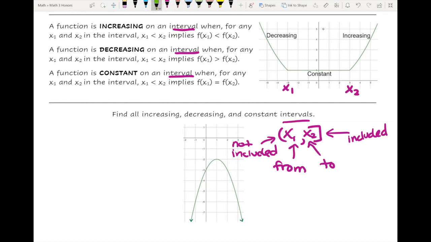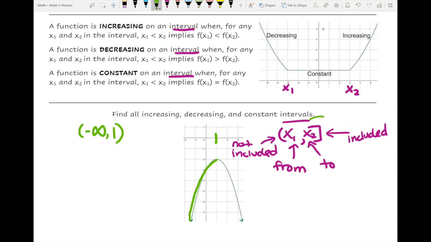So on this particular graph, if I read left to right, it is increasing. It's going all the way up to the vertex here. My increasing interval is going to be from negative infinity. It's got that little arrow on here, like it goes on forever. Negative infinity up to the x value that it stopped at, which was the x value 1.